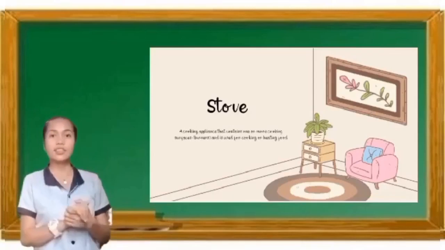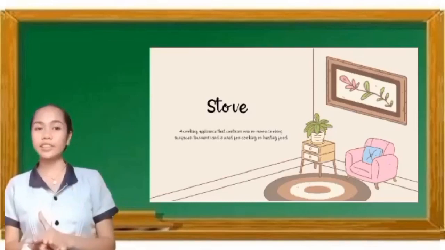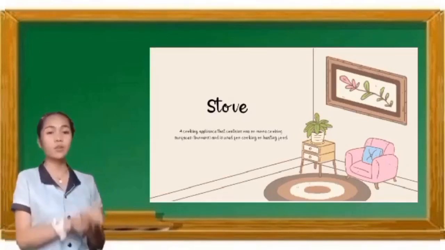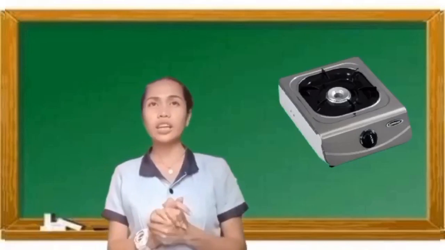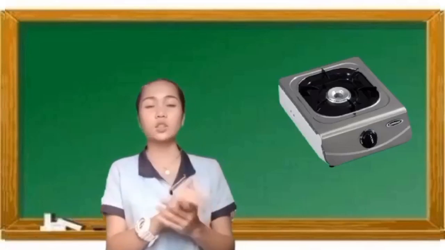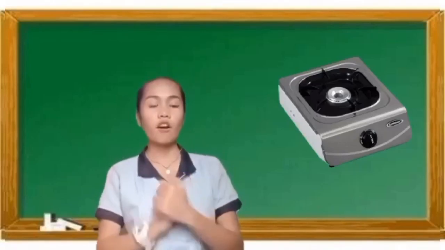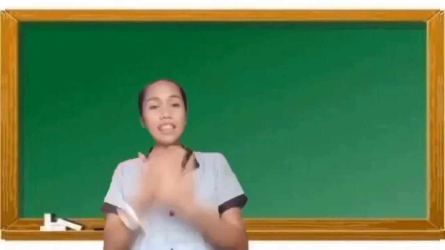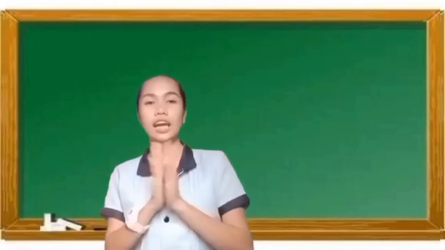The last one is a stove. A stove is a cooking appliance that contains one or more cooking surfaces or burners, and it is used for cooking or heating food. It is common because some of us use the stove when we cook, when we boil water, and so on. That's the use of the stove. And that's all the equipment in a kitchen.